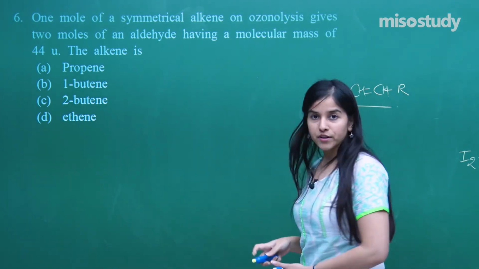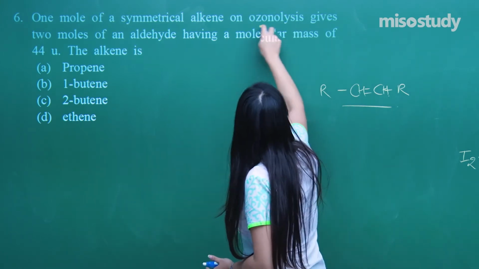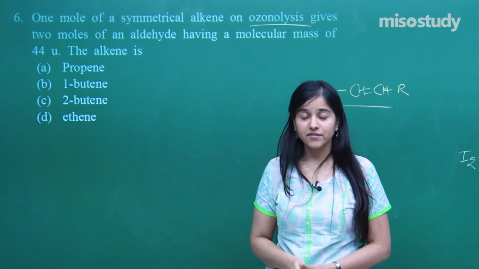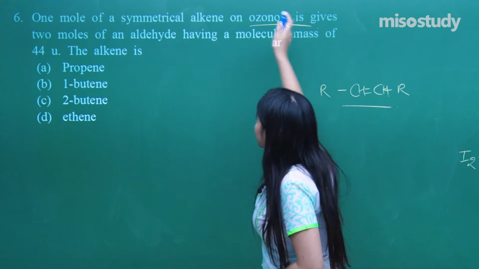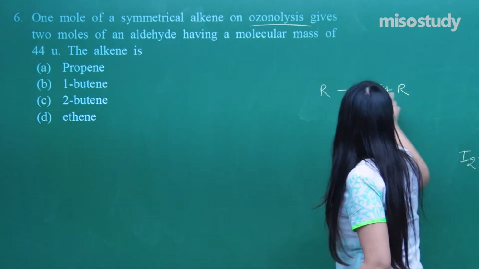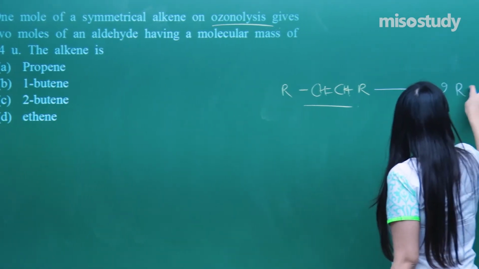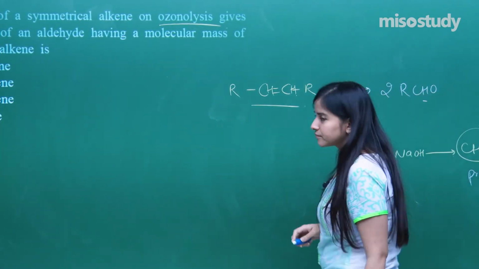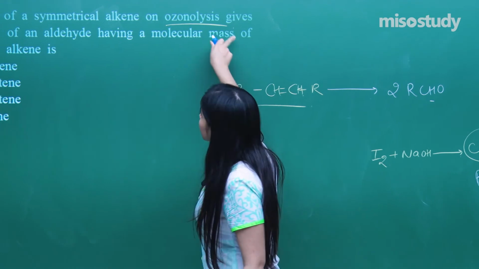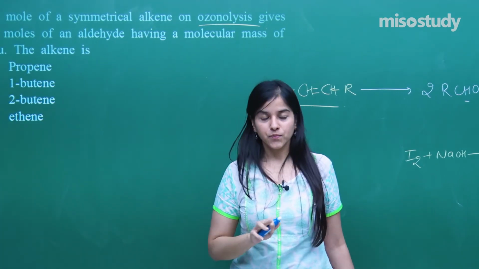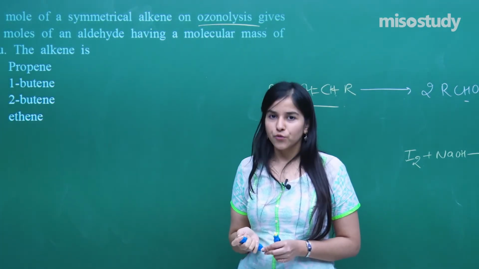That is what they are talking about. Alkene on ozonolysis, so that is the reaction that we need to perform, gives 2 moles of an aldehyde. So it will be giving twice of some RCHO, having molecular mass as 44U. So the molecular mass is 44U.